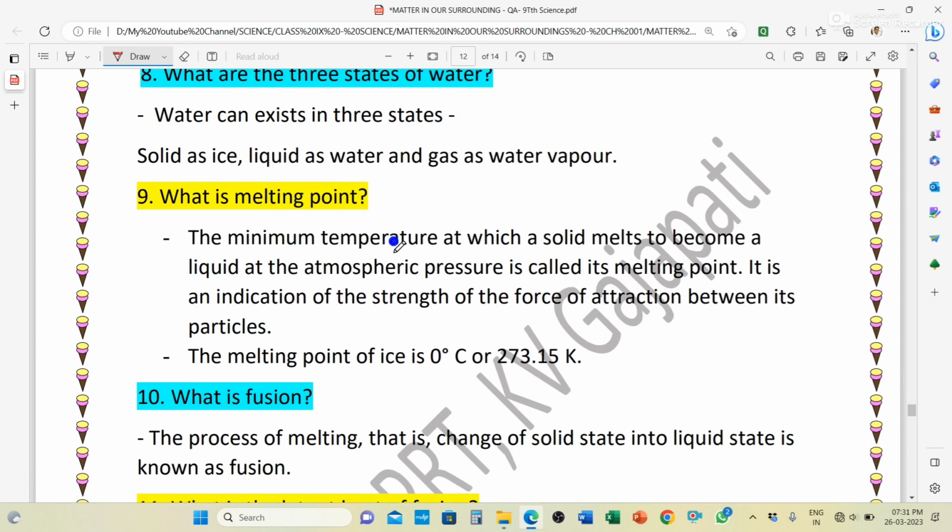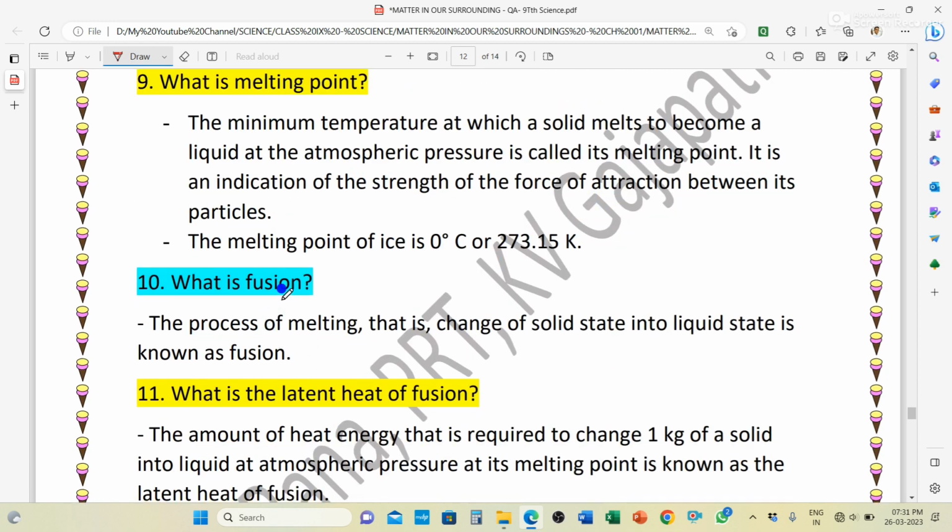The minimum temperature at which a solid melts to become a liquid at atmospheric pressure is called its melting point. It is an indication of the strength of the force of attraction between its particles. The melting point of ice is 0 degrees Celsius or 273.15 Kelvin. What is fusion? The process of melting, that is, change of solid state into liquid state, is called fusion.